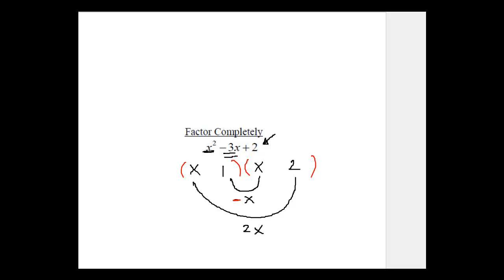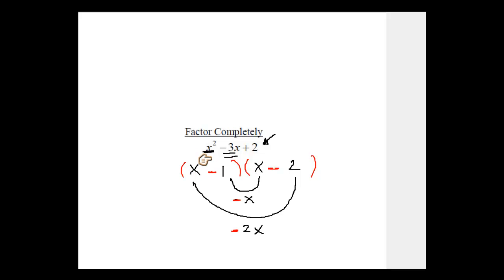-2 and -1. Right. If both are negative, then we would have -x plus -2x, that gives me -3x. That's exactly what I want. And don't forget, we always have to check the last terms. -1 times -2 gives me +2. And then we already checked the first terms. x times x is x squared.